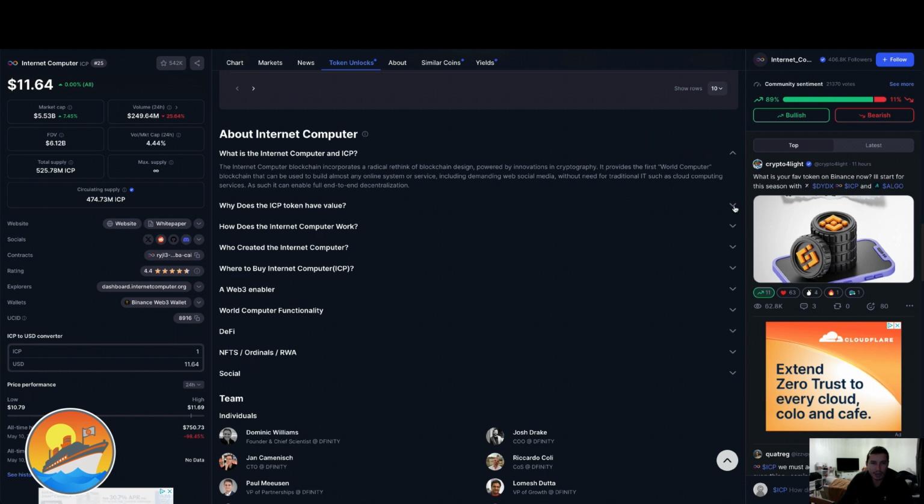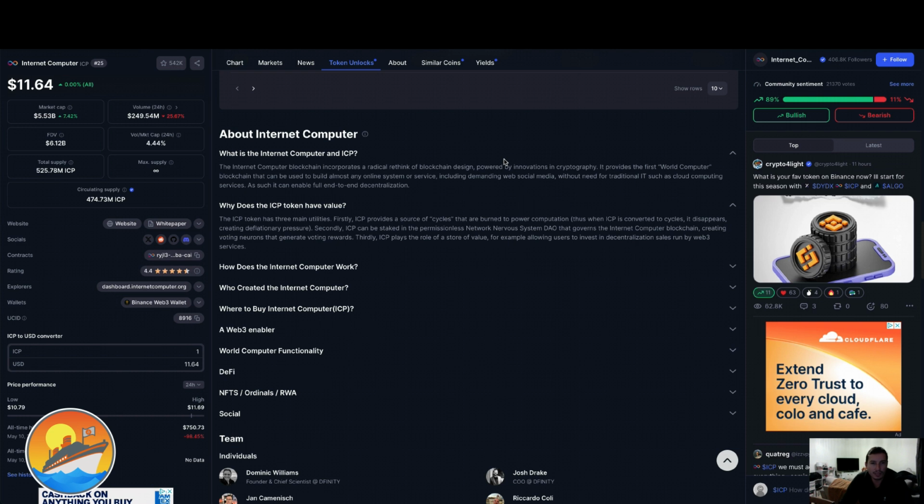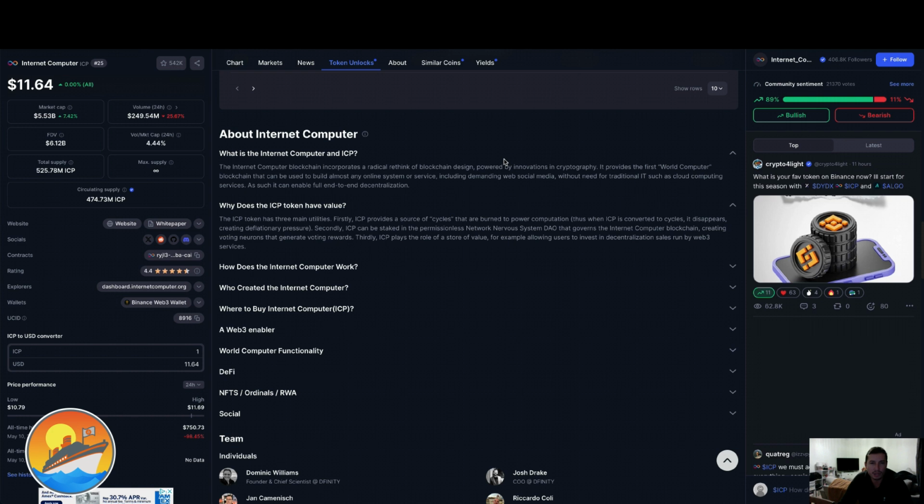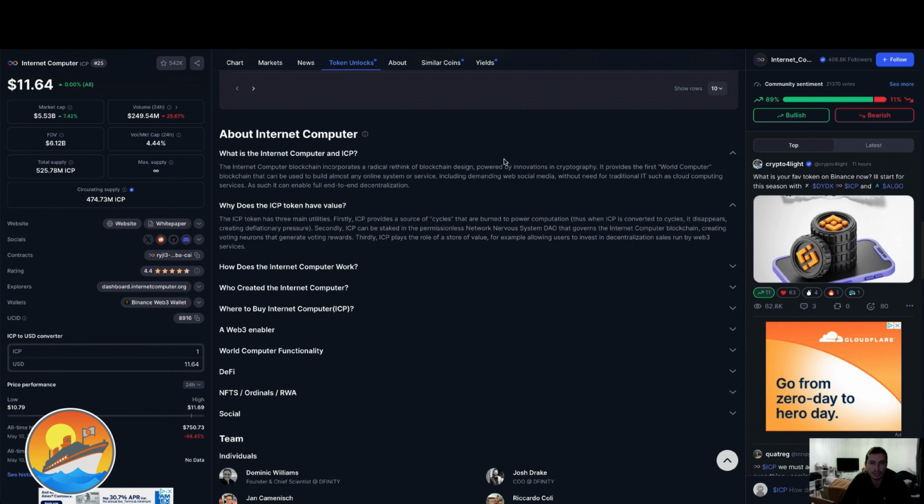Why does the ICP token have value? The ICP token has three main utilities. Firstly, ICP provides a source of cycles that are burnt to power computation. Thus, when ICP is converted to cycles, it disappears, creating deflationary pressure. Secondly, ICP can be staked in the permissionless Network Nervous System DAO that governs the Internet Computer blockchain, creating voting neurons that generate voting rewards. Thirdly, ICP plays the role of a store of value, for example, allowing users to invest in decentralization sales run by Web3 services.